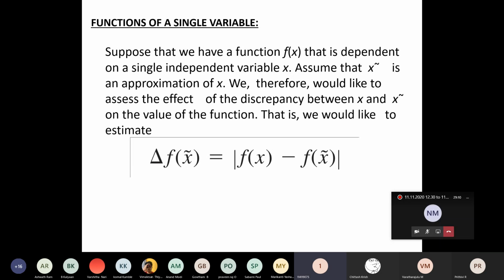Let us see functions of a single variable. Suppose that we have a function f of x that is dependent on a single independent variable x. Assume that x bar is an approximation of x. We therefore would like to assess the effect of the discrepancy between x and x bar on the value of the function. That is, we would like to estimate the approximation error of the function, delta f of x bar, that is equal to mod of f of x minus f of x bar. Next slide.